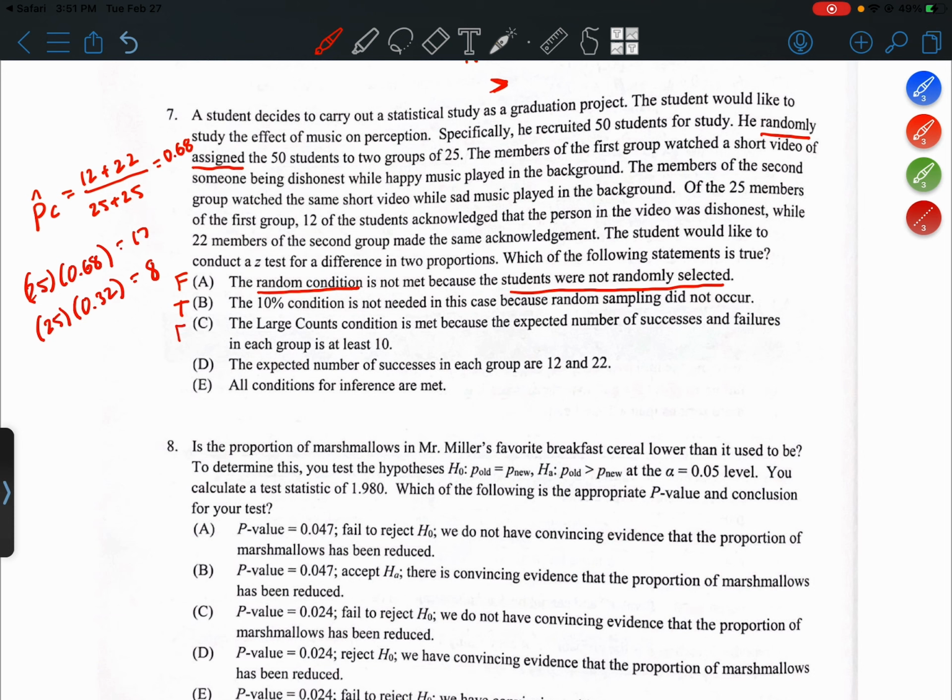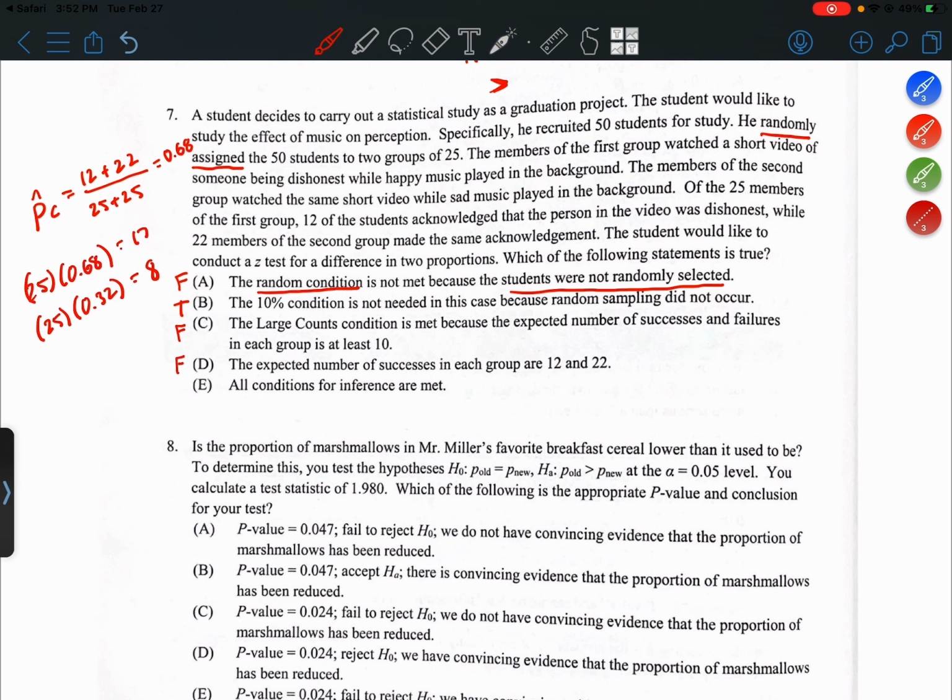That is false. It's not met because we have one value that's less than 10. All right, choice D. The expected number of successes in each group are 12 and 22. All right, that statement is false.